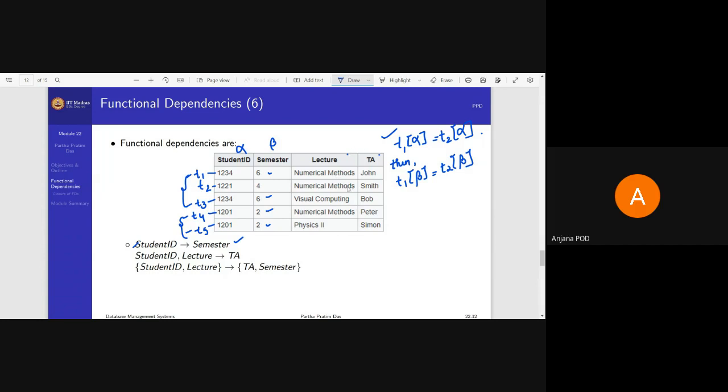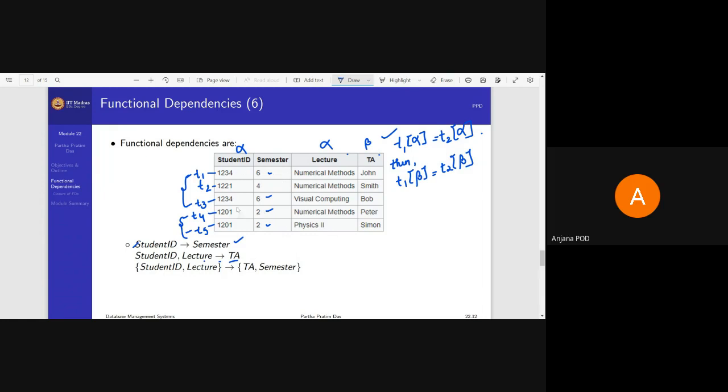Now let us check whether student ID and lecture determines TA. Here, instead of a single attribute, we are using a set of attributes. So student ID and lecture will be considered as alpha, and we'll consider TA as beta. Now let us check whether these conditions are getting satisfied or not.